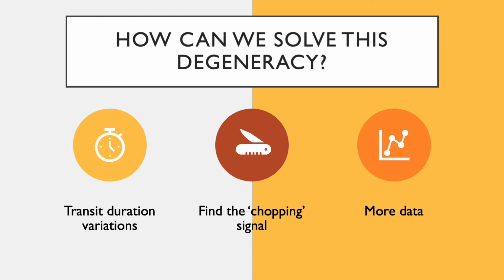Finally, the option that solves almost any problem in observational astronomy is more data. So the more data you have, the better a solution you can construct. And this is both true if you get additional types of data, such as adding radial velocity data to your TTV data set, or if you get additional transit data from many years later or from another source. So these three methods each have their own way of helping solve this degeneracy that's inherent in the TTV data.